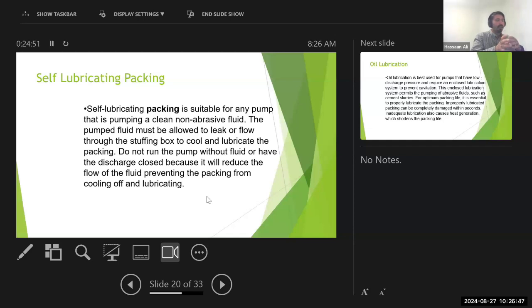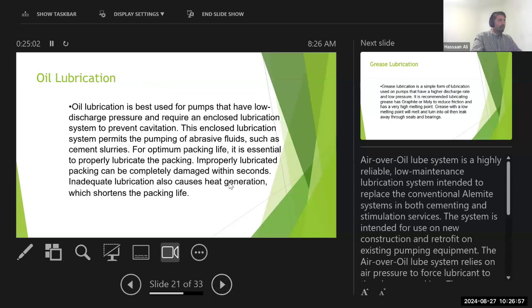So for self-lubricating packings, my recommendation is to use them when the application is not very severe and you can afford a little bit of leakage. Oil lubrication usually has a very enclosed lubrication system to prevent any cavitation. I recommend using it where there are abrasive fluids, corrosive fluids, you are pumping acids, you are pumping cement slurries. It will really extend your packing life and your bearing life, because it will ensure that it is properly lubricated.